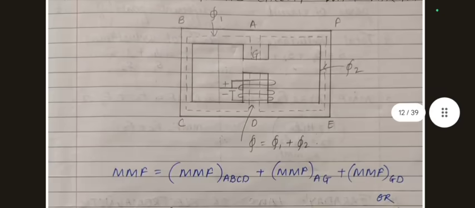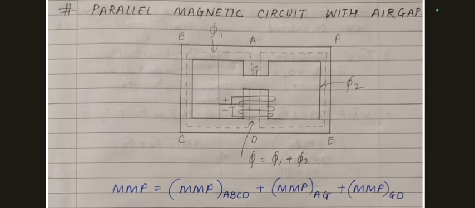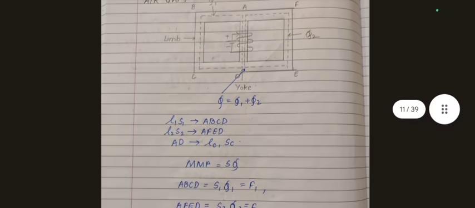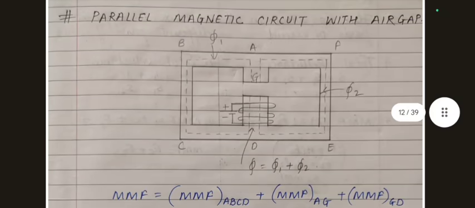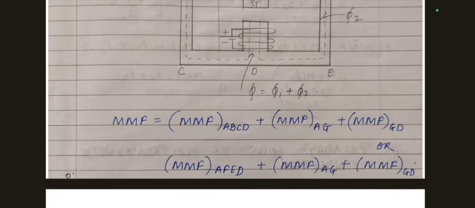Then parallel magnetic circuit with air gap. Here I have shown you. This is the diagram for it, and the air gap is shown in between. Just remember the topic, you can draw the diagram like that only. So without air gap and with air gap, just mark this difference. Here air gap is not present and here air gap is present. Okay, same, nothing is changed here. Now phi 1 and phi 2 are the same over here.